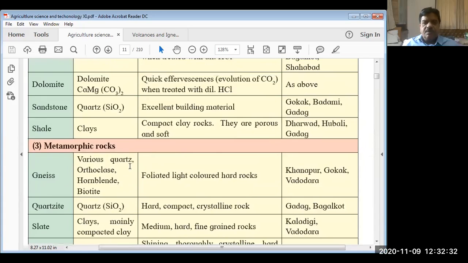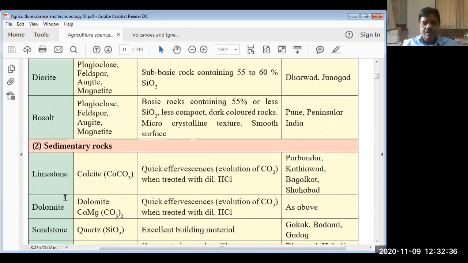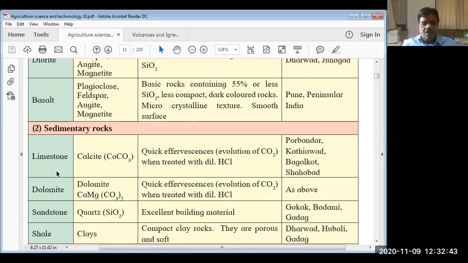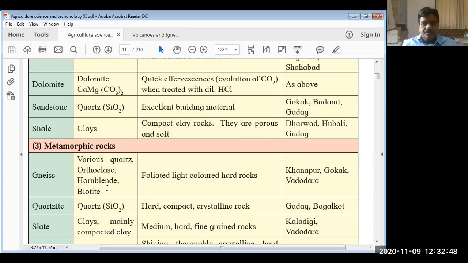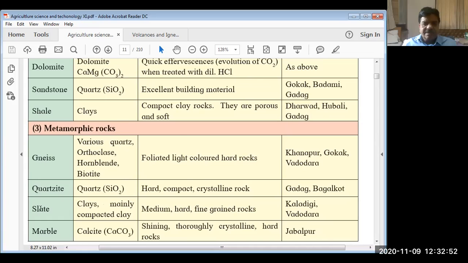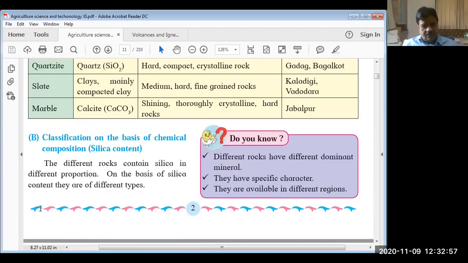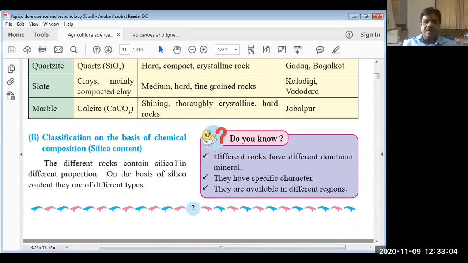So these are, once again, three kinds of rock: igneous rock, sedimentary rock, metamorphic rock. Igneous rock examples are granite, diorite, basalt. Sedimentary rock examples are limestone, dolomite, sandstone, shale. And metamorphic rock examples are quartzite, slate, marble. These are the examples of metamorphic rock. Now, this was the classification on the basis of content.